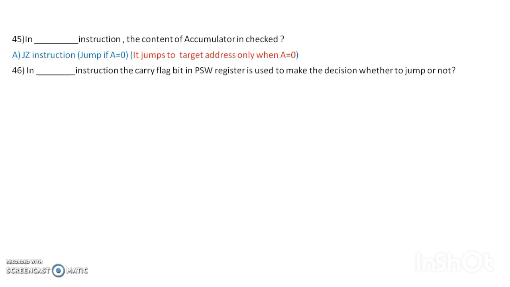Bit number 46. In dash instruction, the carry flag bit in PSW register is used to make the decision whether to jump or not. The answer will be the JNC instruction, jump if no carry. This instruction checks the status of the carry bit. If the carry bit is 0, it will jump, or else it won't jump.